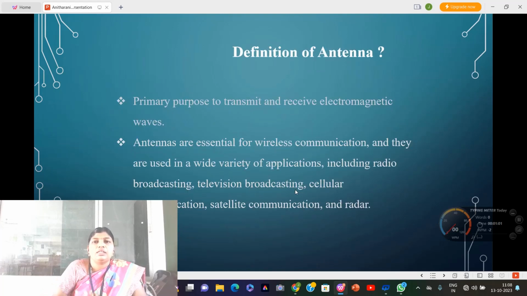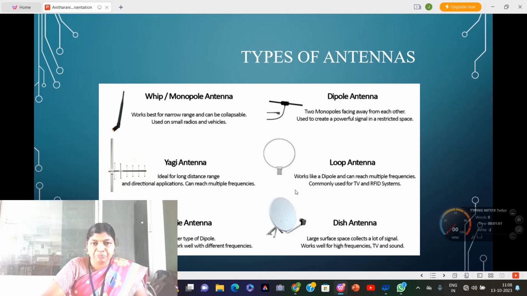So let's see the definition of antenna clearly. Its primary purpose is to transmit and receive electromagnetic waves. Antennas are essential for wireless communication and are widely used in a variety of applications, including radio broadcasting, television broadcasting, cellular communication, satellite communication, and radar.